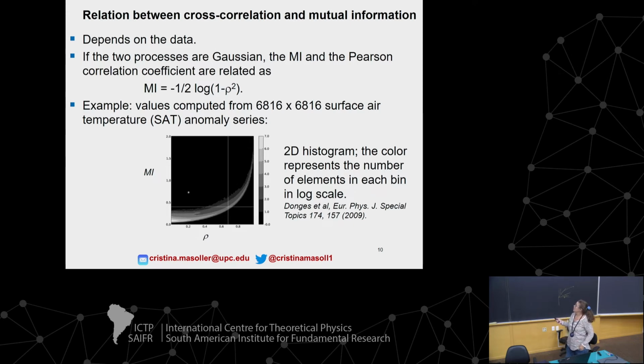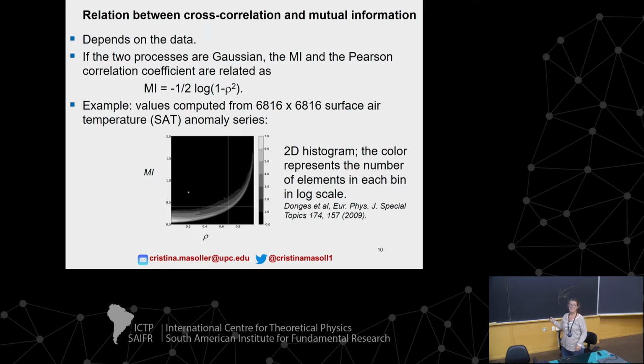So when you have this region here, it means there's no correlation, basically, and there's no mutual information. Then we have another region in which there is correlation and there is mutual information, up here. Okay? So here you can detect interrelationships with the cross-correlation and with the mutual information. And then there is a region over here.